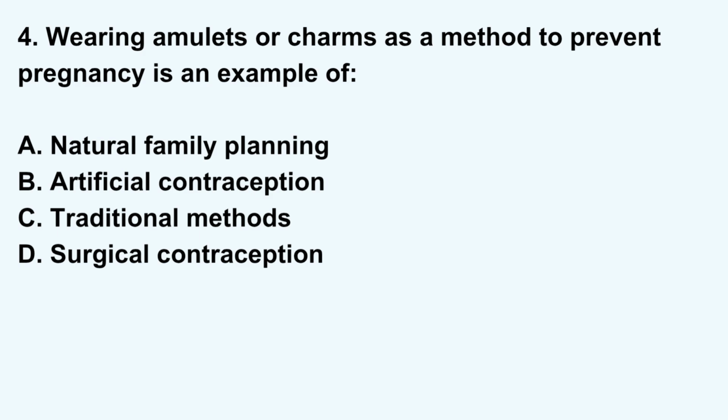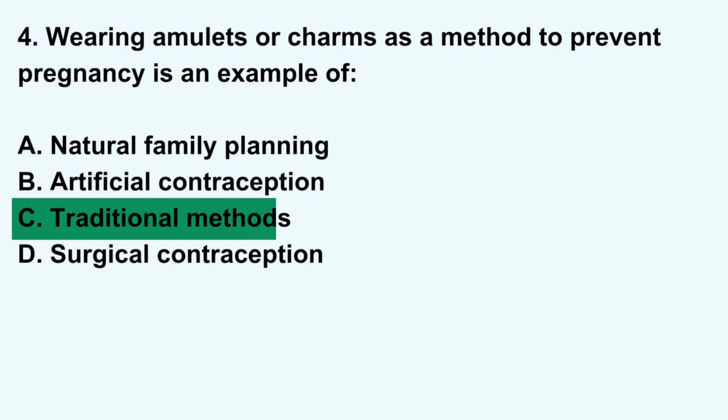Wearing amulets or charms as a method to prevent pregnancy is an example of: A. Natural family planning, B. Artificial contraception, C. Traditional methods, D. Surgical contraception. Correct answer is C. Use of amulets or charms is based on cultural beliefs and practices, fitting into traditional family planning methods rather than medical or modern methods.